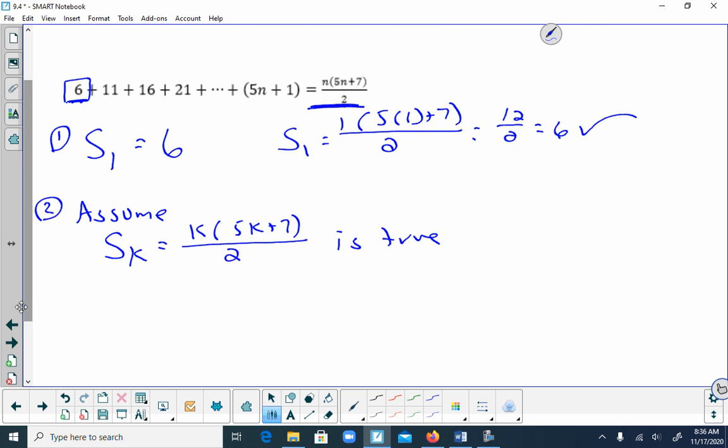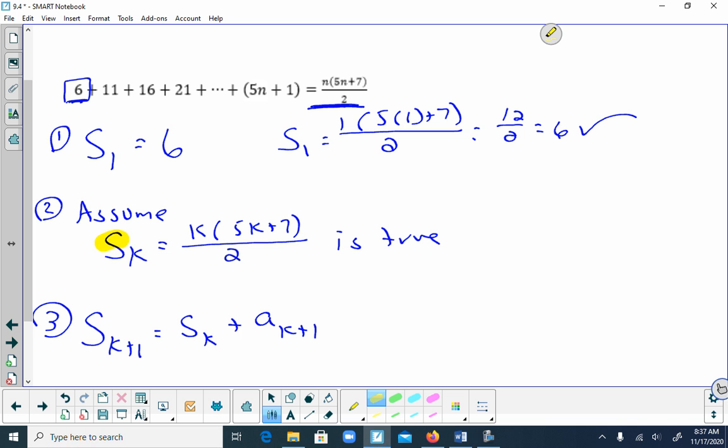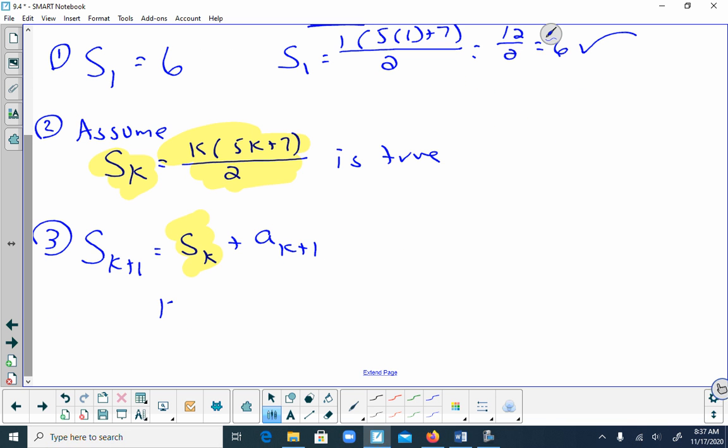Then part 3 is writing the sum of k plus 1 as the sum of k plus the next term. So I've already found the sum of k. I've already found that to be this. So I'm going to put that in first. So that's going to be k times 5k plus 7 over 2. And now I'm going to add the next term.